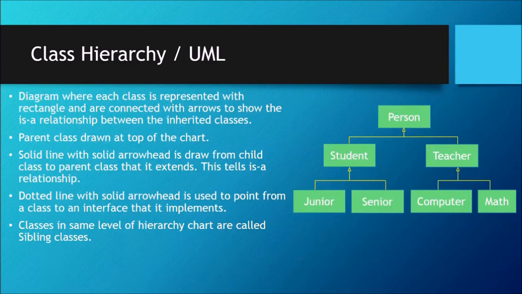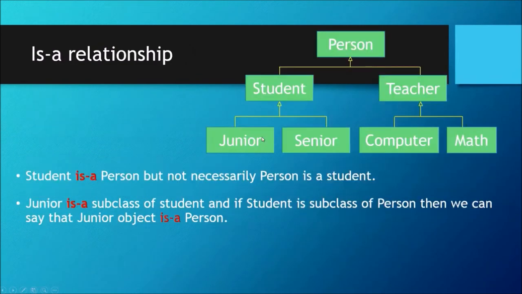Classes in the same level of the hierarchy chart are called siblings. Student and teacher are siblings. Junior, senior are siblings. Computer and math teachers are siblings. Is-a relationship. Now, when we take a look at this UML diagram, and we have a person as superclass, student and teacher as subclasses, we can say that student is a person, but not necessarily a person is a student, because a person can be a student or teacher, an astronaut, a doctor, or engineer. Now, let's take a look at our junior and senior classes. Junior is a subclass of student, and if a student is a subclass of person, then we can say that junior object is a person.